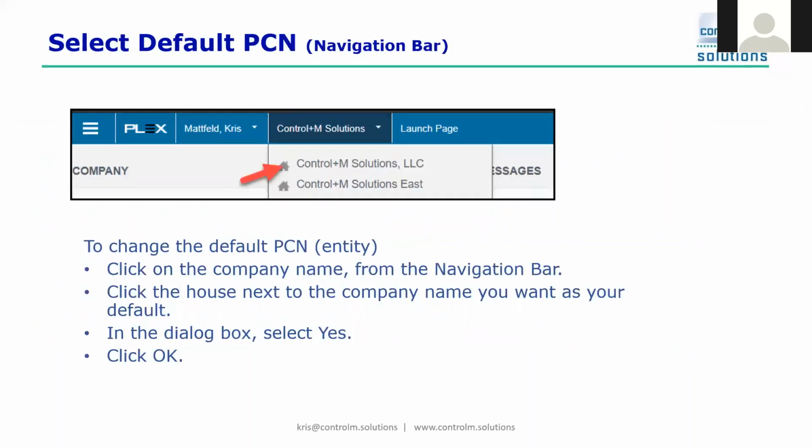So I'll give you a little explanation on when you hit your PCNs and that drop down arrow on the right hand side, you can set this as your primary landing PCN. It's highly recommended if you have multiple PCNs to set one as your primary, meaning to make sure you're always going into the same PCN every time before you start your work. To do that, you would hit the pull down. Then you click the house next to the company that you want to make your default. Then you'll get 2 message boxes pop up. The first one you want to answer yes. And the second one you want to answer okay. And I'll show you a demo of that here in a little bit.